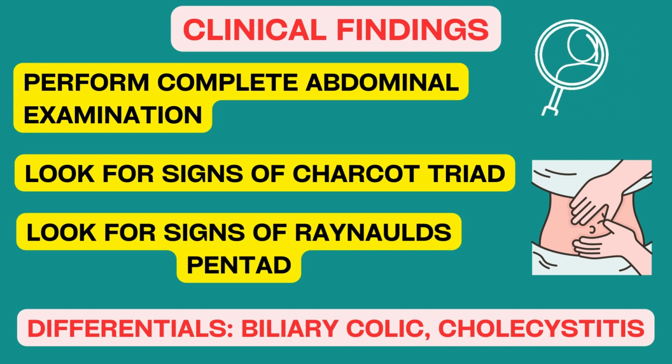You are typically looking for the signs of Charcot's triad and Reynolds' pentad. Remember, if signs of peritonism like a wooden hard abdomen are present, another diagnosis should be considered. There are a few diseases that mimic the signs and symptoms of ascending cholangitis.